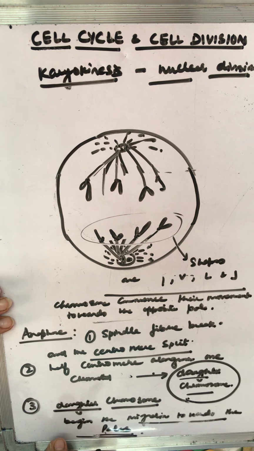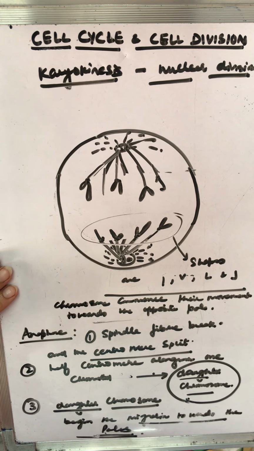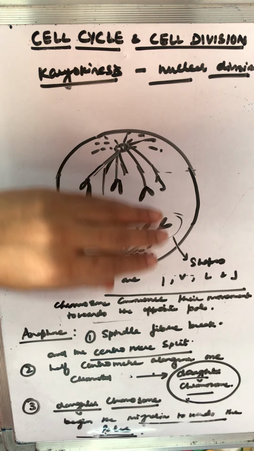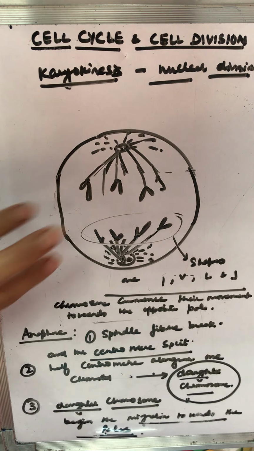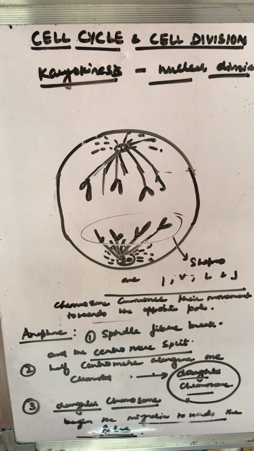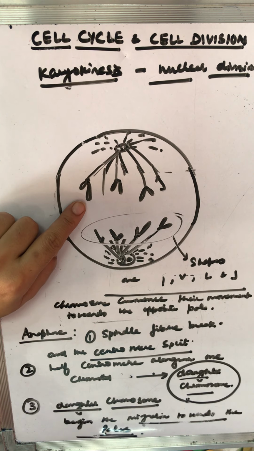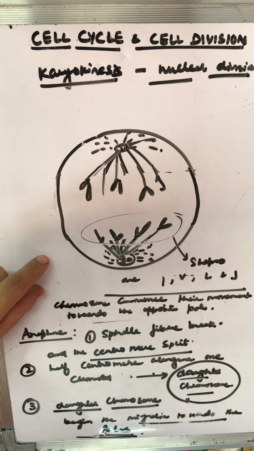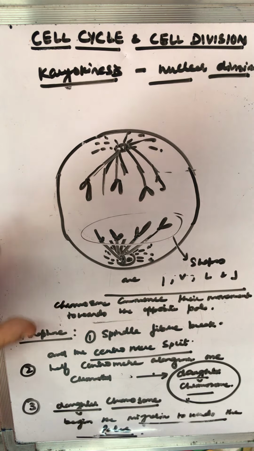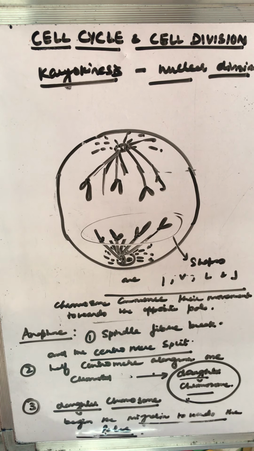Clear? Now moving to telophase. After this, the entire material will reach the opposite poles and will get further decondensed. Condensed is, it is becoming thick, chromatids and chromosomes. Decondensed is when it is going to become fibers once again.